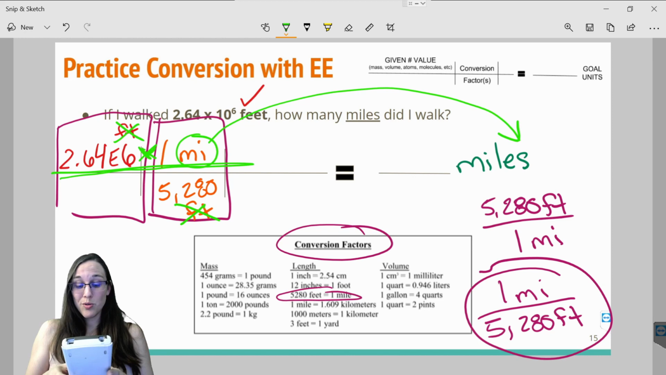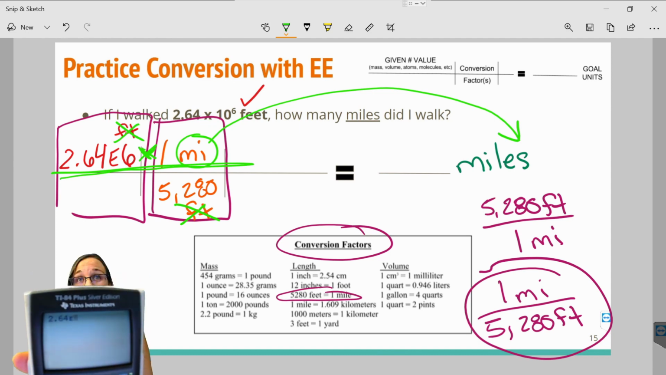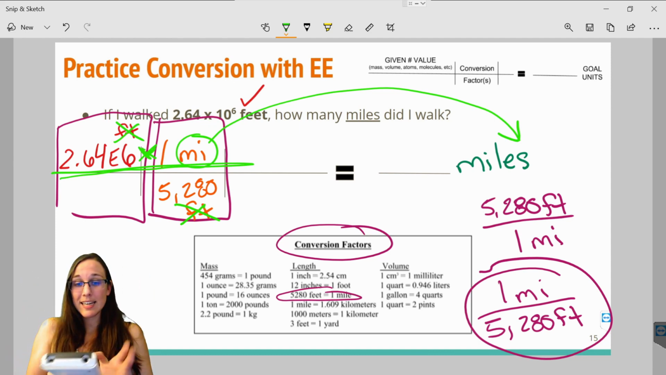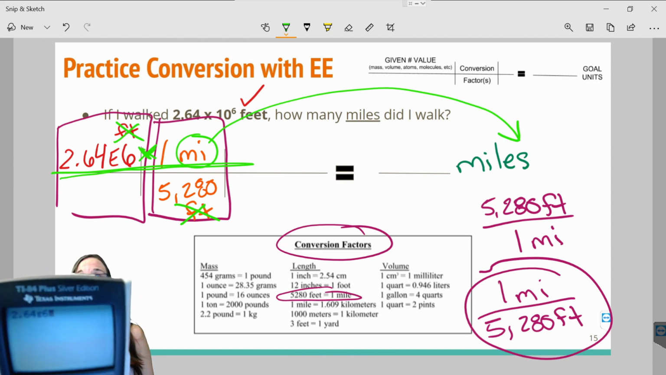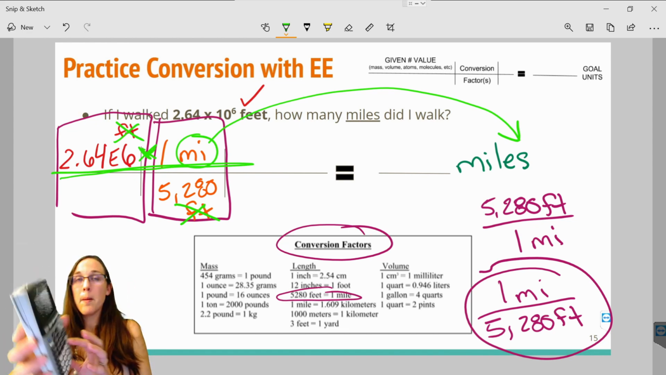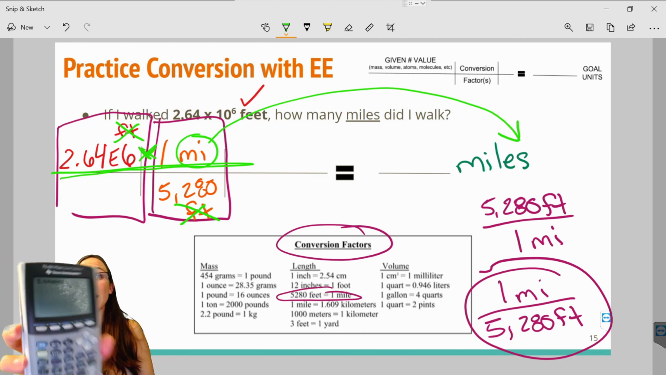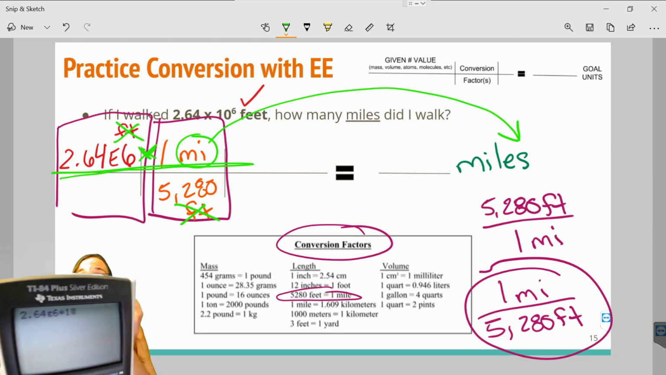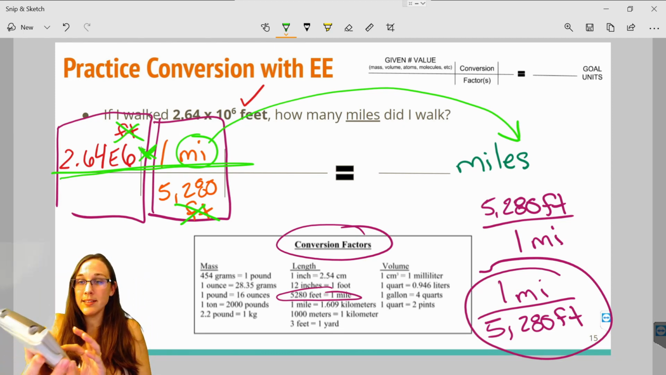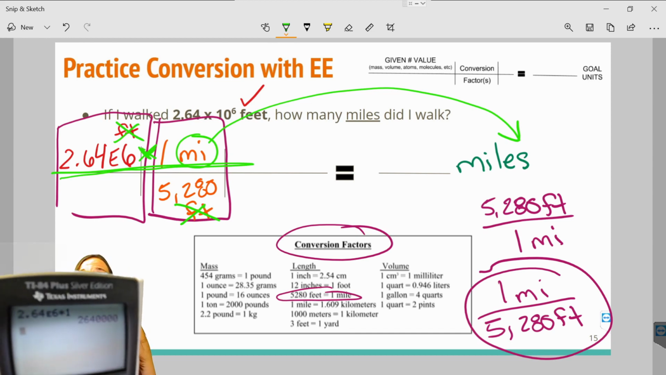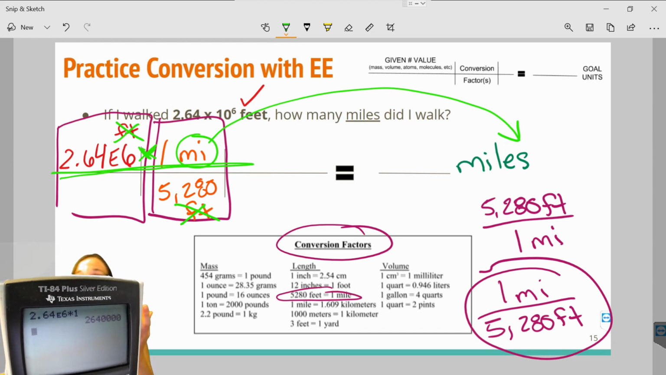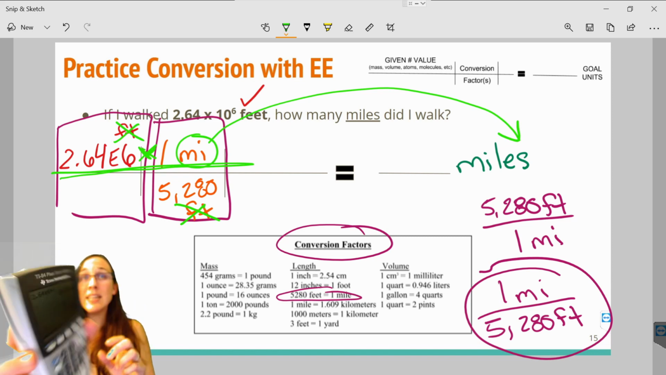We've got 2.64, second button, comma, for the EE. Again, looks like this. 6, 2.64 E6, multiplied by 1. If you'd like to show that, you don't have to. It's going to be the same number anyways. Gives us that number, which is the same number, just not in the E format.